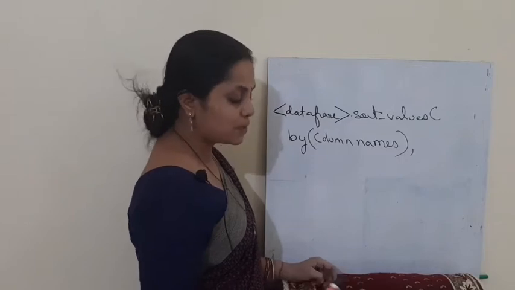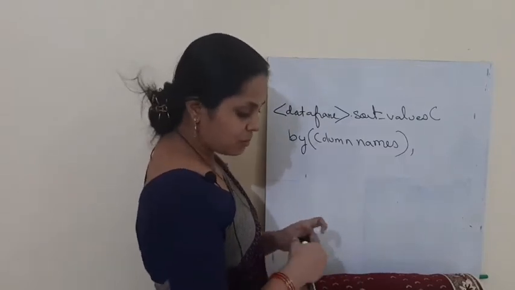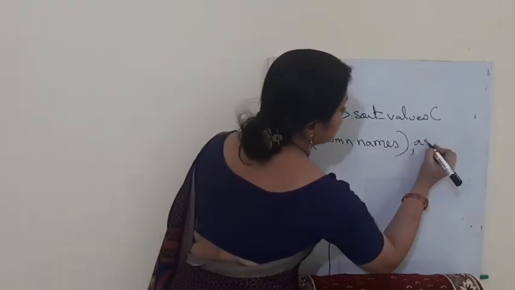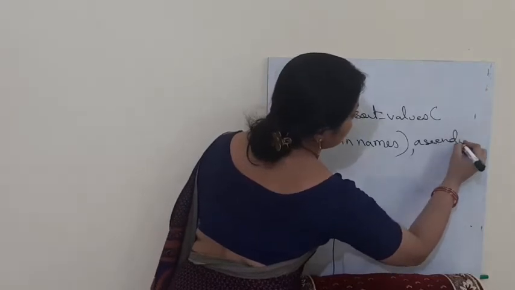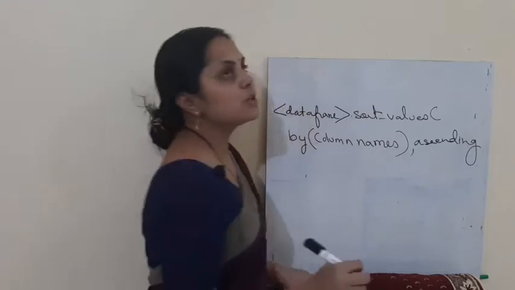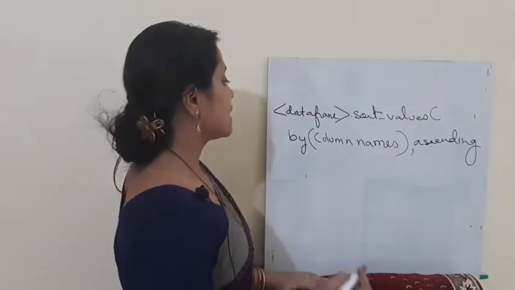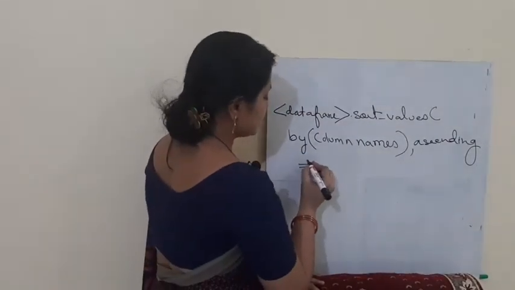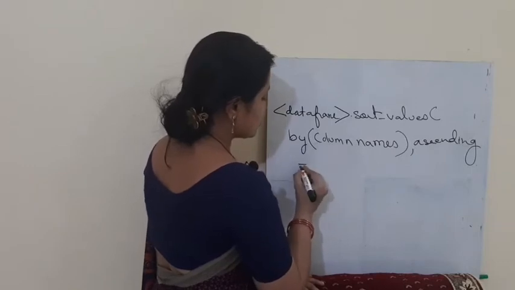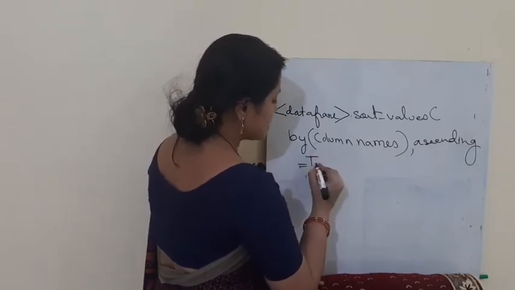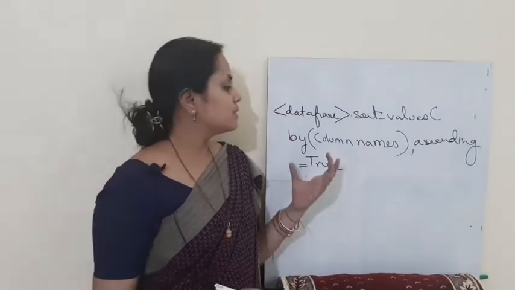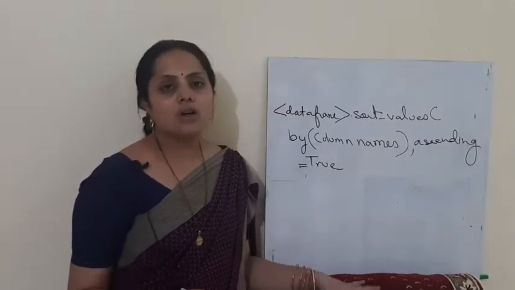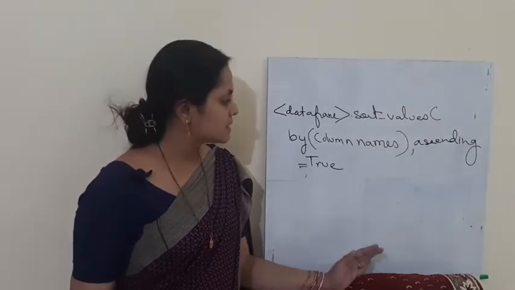Now we know that sorting can be of two types, ascending and descending. If I write ascending equal to True, that means the order of arrangement will be ascending. If I put this to False, then the order of arrangement will be descending.